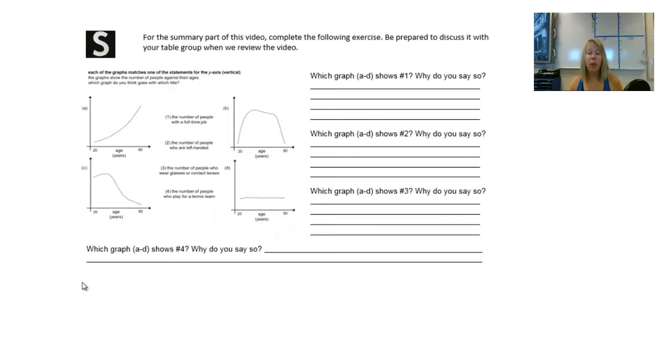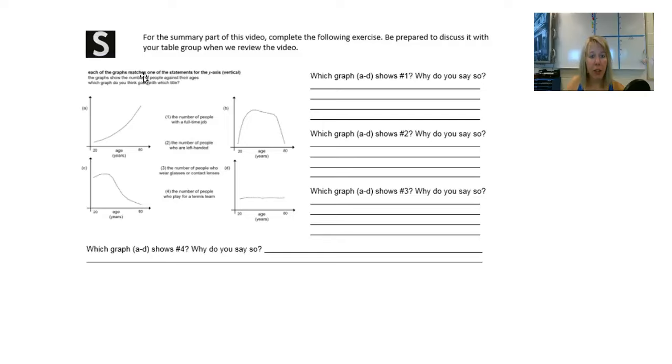You're going to work a little more on data interpretation. So that was the watch part of the whisk. Here comes your summary and your question. It says, for the summary part of this video, complete the following exercise. Be prepared to discuss it with your table group when we review the video. So tomorrow you'll be discussing this with your group to see how you did.